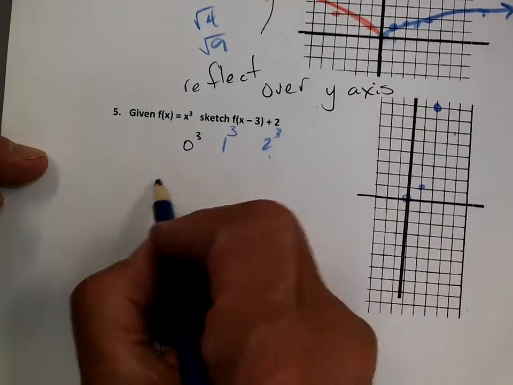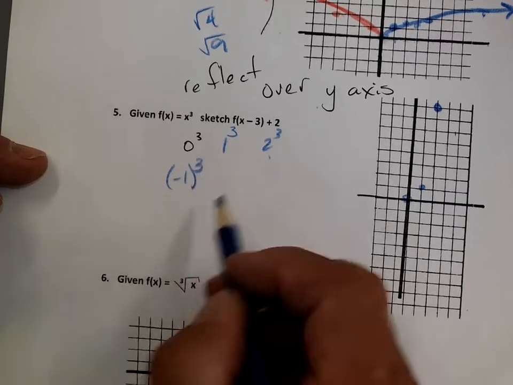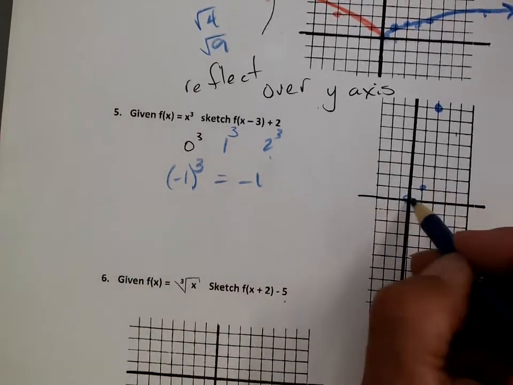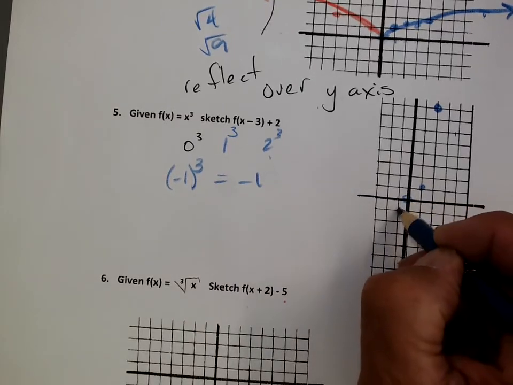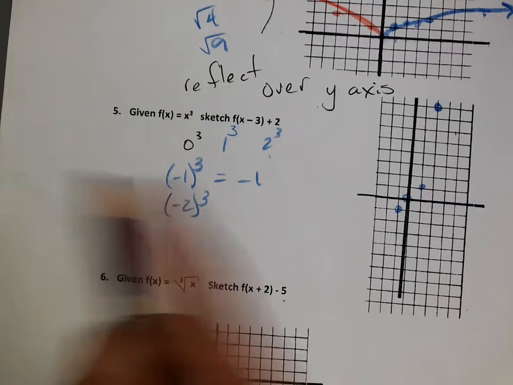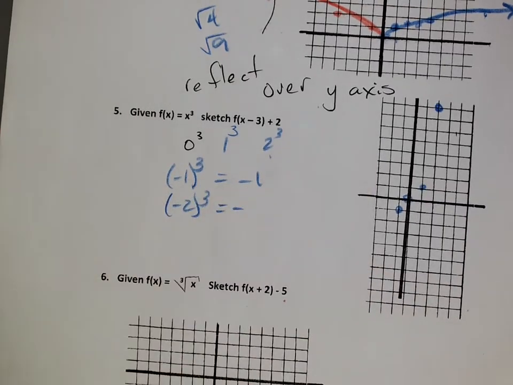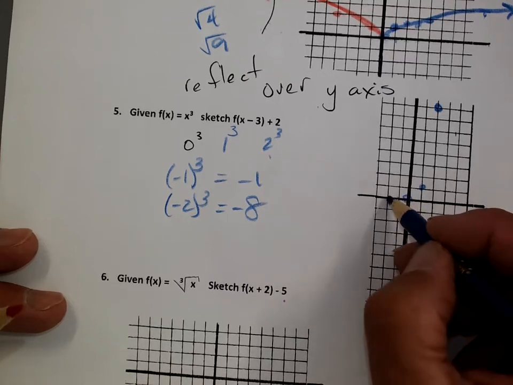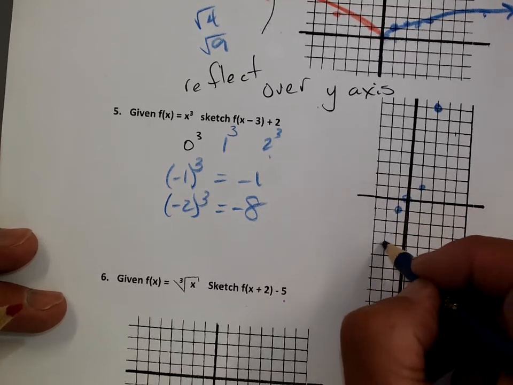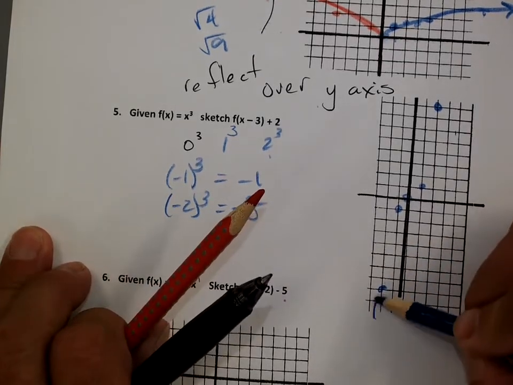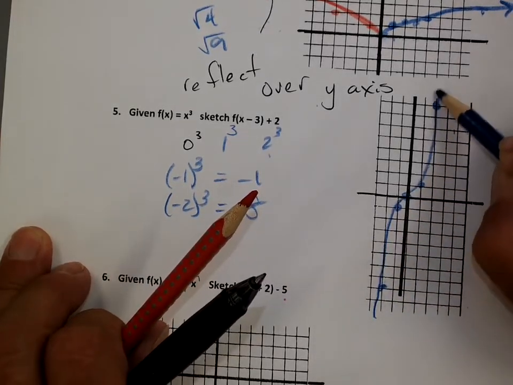All right, ready? Negative 1. What's negative 1 cubed? Well, negative times a negative times a negative is a negative, so negative 1 cubed is negative 1. So negative 1, negative 1. Negative 2 cubed, let's see, a negative times a negative times a negative is a negative. 2 times 2 is 4 times 2 is 8. How about negative 8? So 2, negative 2, 1, 2, 3, 4, 5, 6, 7, 8. Okay. And there it is. All right.